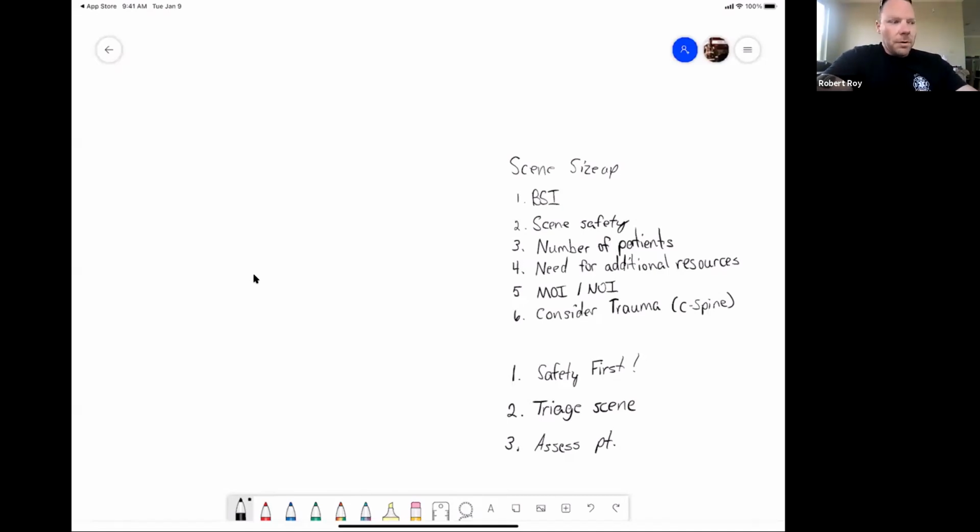Numbers 3 and 4 is triage. All right, so you know that you're safe. Now we got to figure out what we're dealing with. Again, this is supposed to be a one-size-fits-all assessment. So it's either your stubbed toe, or it could be a bus wreck full of people.